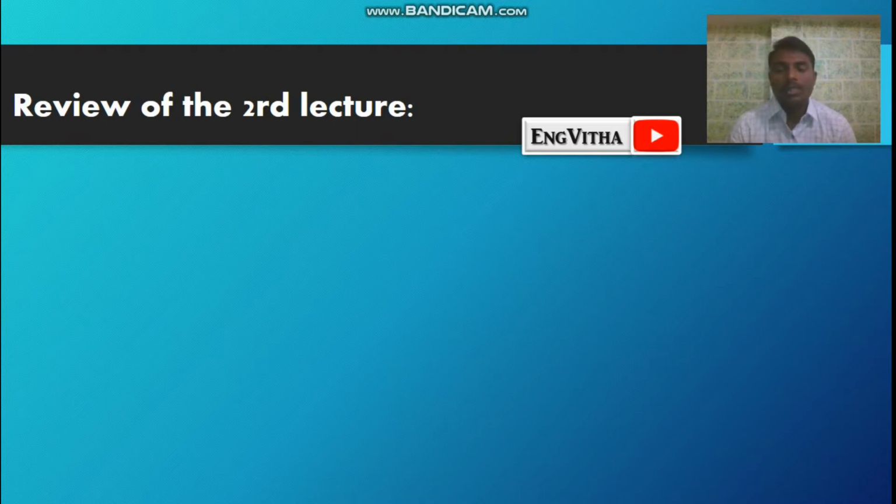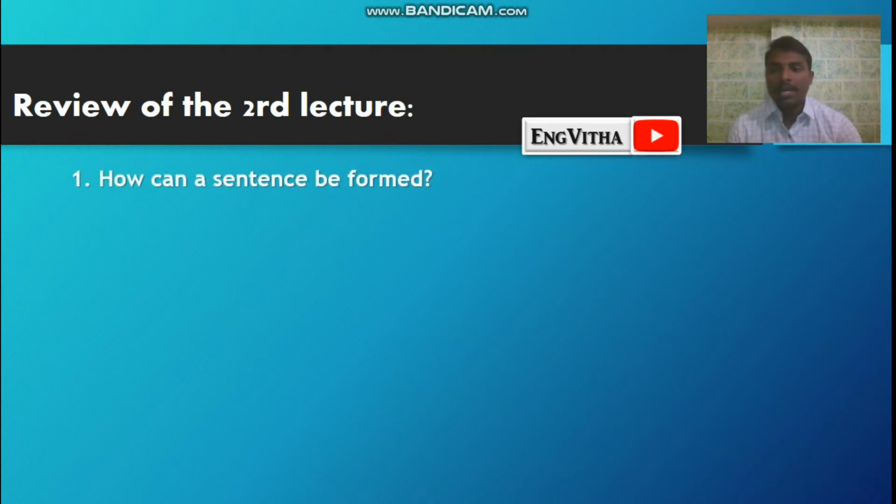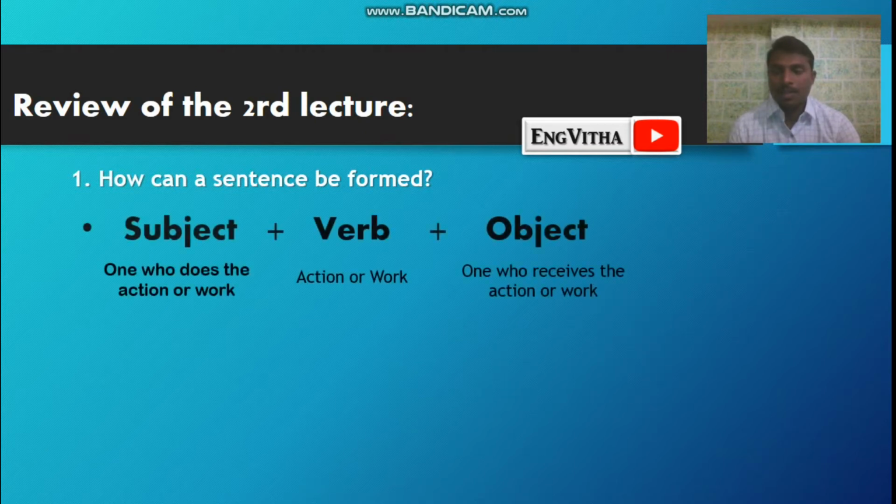So before looking at the third lecture and its topics, we need to review what we have learned in the second lecture. In the second lecture, we learned three things. Firstly, how can a sentence be formed? That is subject plus verb plus object. And we defined individually these three elements.